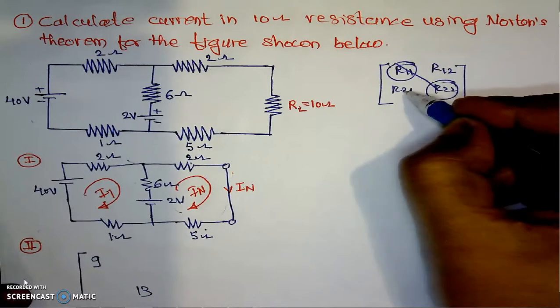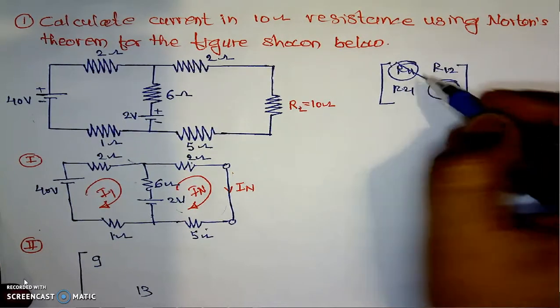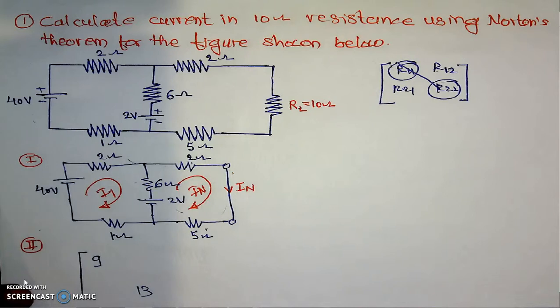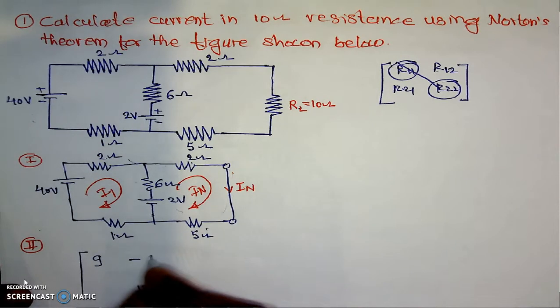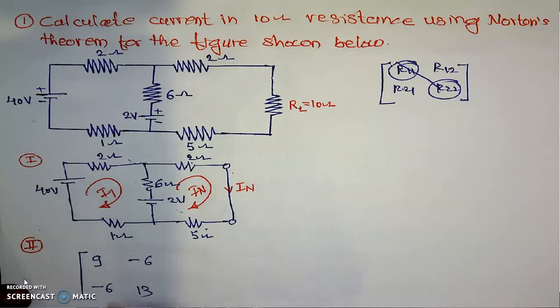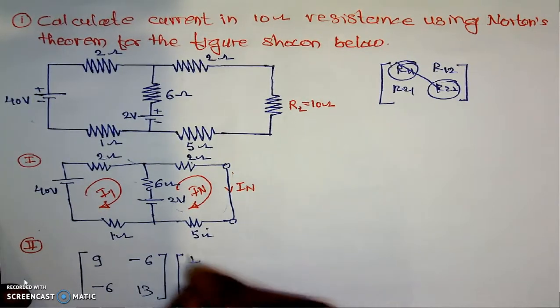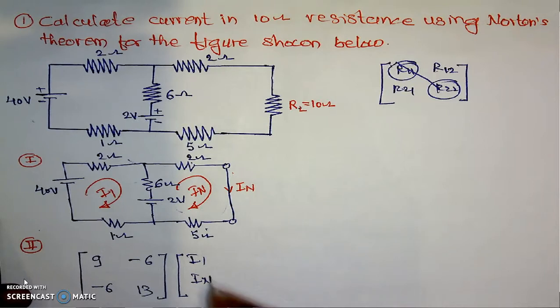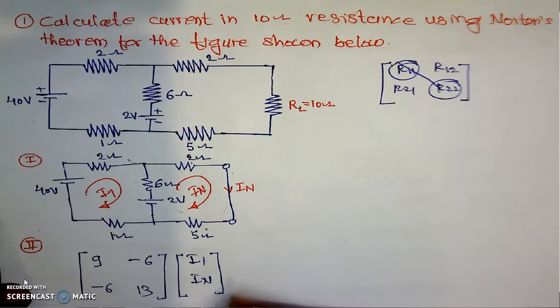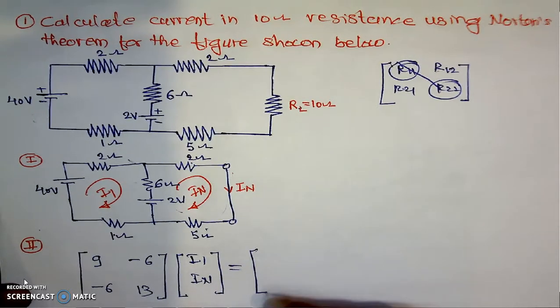Means R12 and R21, this is the resistance which is common for the first and second loop, and second and first loop, which is minus 6. Here it is minus 6. The unknowns are I1 and IN, which is equal to the constants C1 and C2.